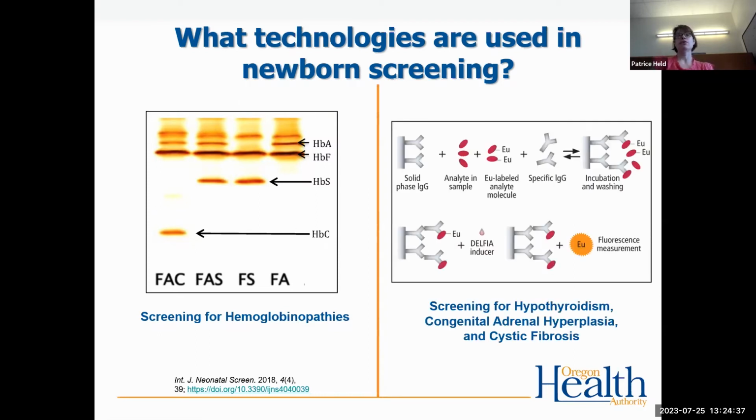Another type of technology that we use in the laboratory is an immunoassay. We use an immunoassay to screen for hypothyroidism, congenital adrenal hyperplasia, and cystic fibrosis. The way that this testing system works is that we're able to identify and quantitate the analyte of interest by binding it to an antibody that has a fluorescent tag that allows for detection. So in the case of hypothyroidism, we are looking at the levels of thyroid stimulating hormone through this immunoassay setup.